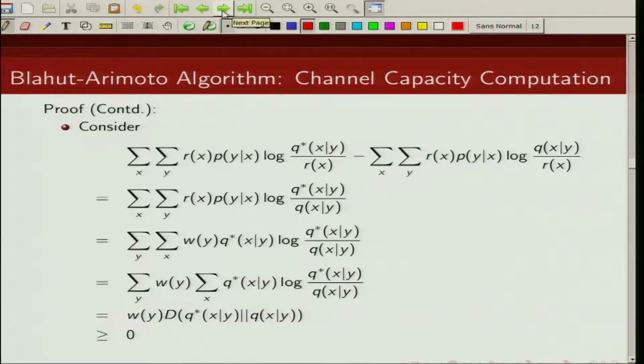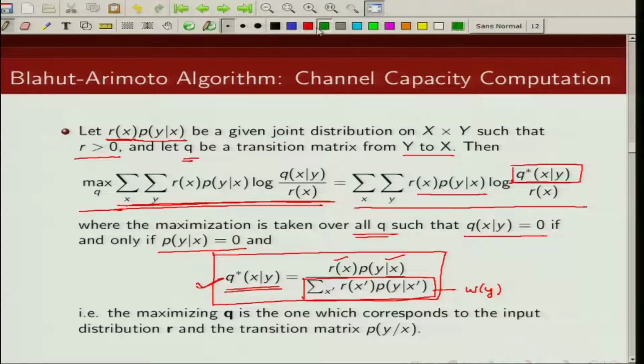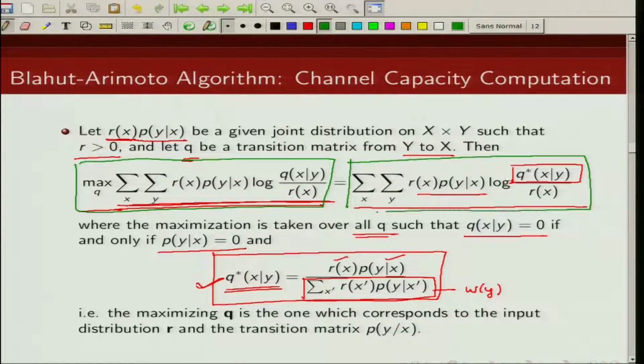Next, just recall, we want to show that if we maximize this over all q, this is given by this expression where q star is this, right. So the way we are going to show that this is the maximum value of this function maximized over q, we are going to prove this by showing that this minus value of this function for some other q, that is always greater than or equal to 0. If we can show that, then we have proved that q star x given y is the one that maximizes this function.